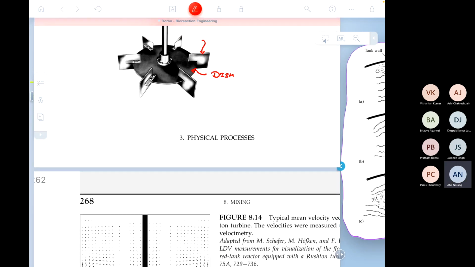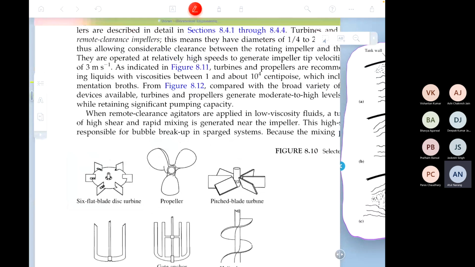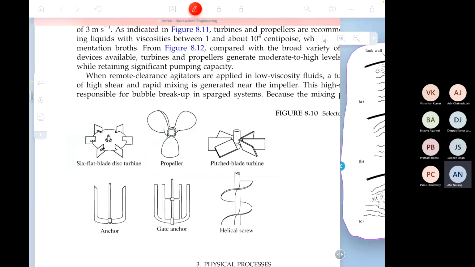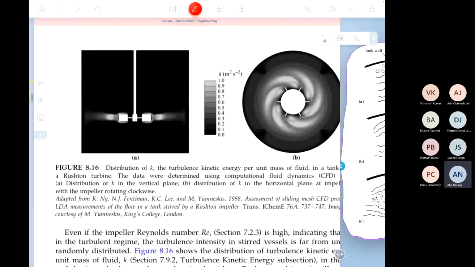And in the next generation, they started marketing these pitched blades. So this is the picture I've shown to you. This is the 6 blade Rushton impeller on the left side. And on the right side is the pitched blade turbine, in which all they did was to pitch them at an angle. That's the next generation with an NP prime of, I think, 1.5 or something. And then the third generation is the one shown over here.